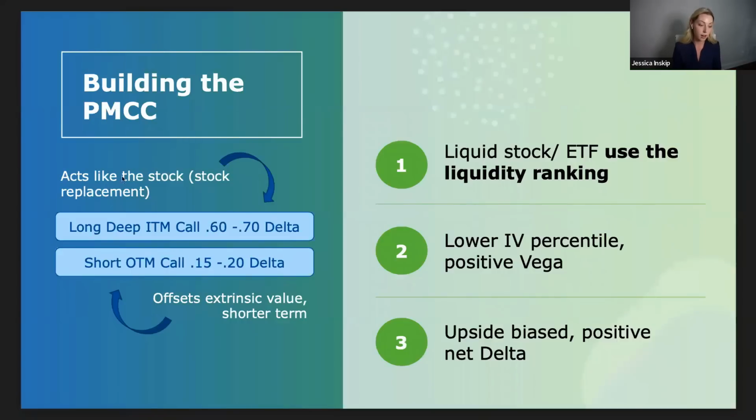So that's how you offset the extrinsic value. And I know I put on here shorter term and longer term, and I see a lot of questions coming in about that. The long deep in the money call is going to be about 2 to 3 months longer than the expiration that you choose for your short out of the money call. So it's almost a hybrid between a bull call spread and a diagonal spread.